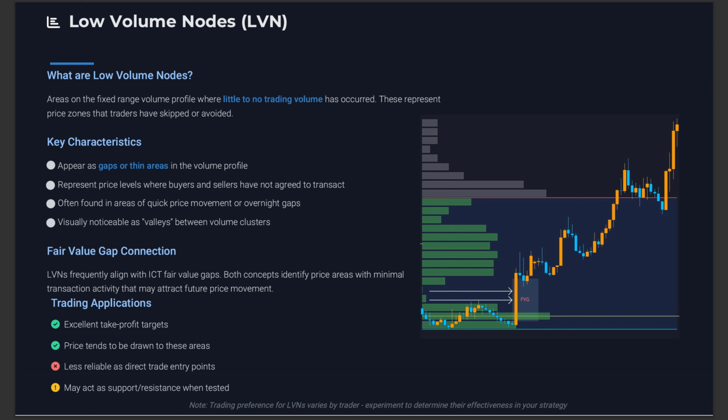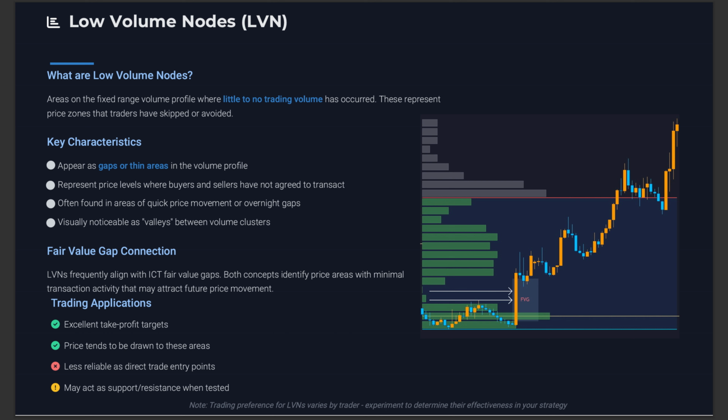Here's something interesting. LVNs often align perfectly with what ICT traders call fair value gaps. This isn't a coincidence. Areas where volume was light often correspond to areas where price moved quickly without much transaction activity. Why do LVNs matter? Because markets are naturally drawn to areas where little trading occurred.